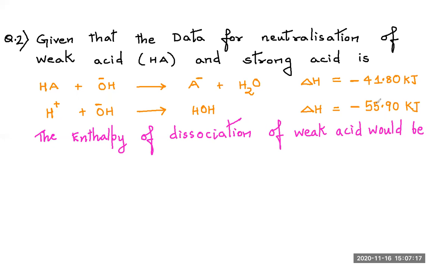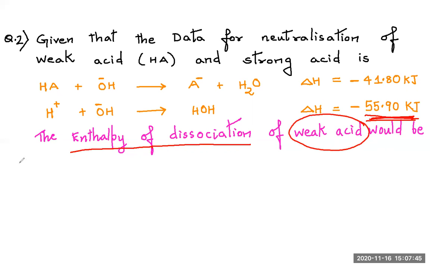You know, students, when a strong acid and a strong base react, we get 57.32 kilojoule evolved, which is the enthalpy of neutralization of a strong acid and strong base. From this value 55.9, it's very clear this is a weak acid. Now let us see what I have to find. I have to find the enthalpy of dissociation of the weak acid.